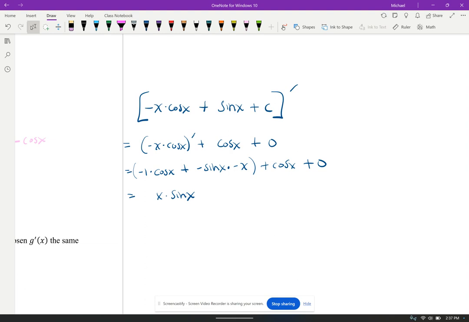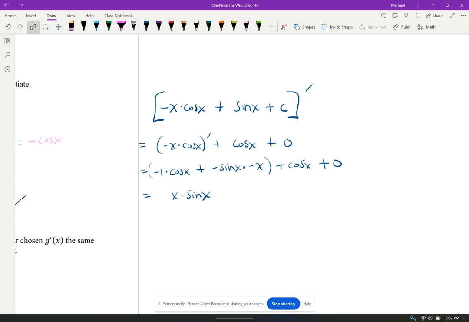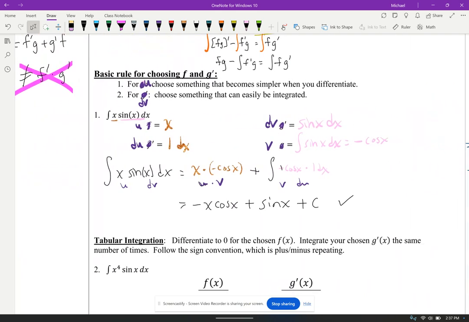Welcome to video 2 of integration by parts. We're testing out this new technique of finding antiderivatives. In the last video, we did this UV substitution, and we said the answer was this.